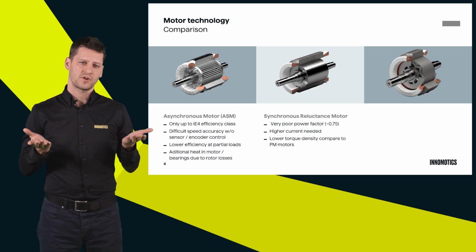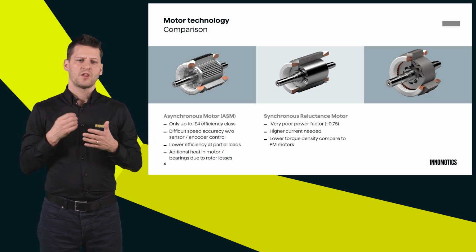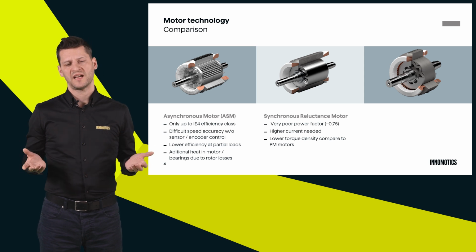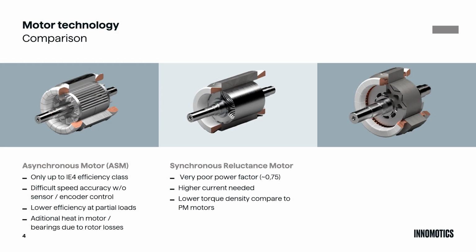the overall system cost. The lower torque density compared to permanent magnet motors can be one of the decisive factors from the customer point of view to go to the permanent magnet motor.